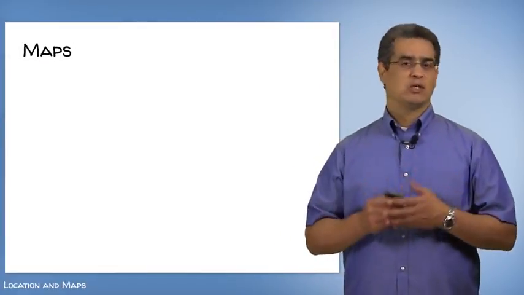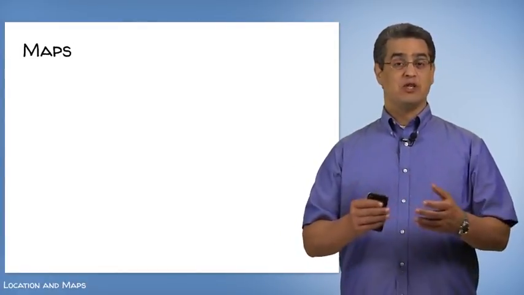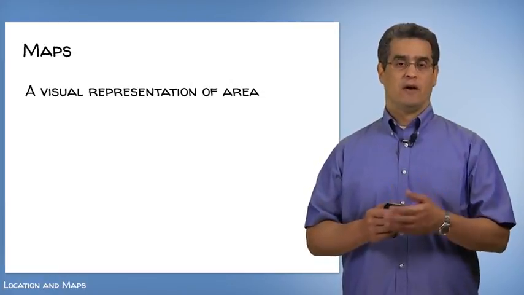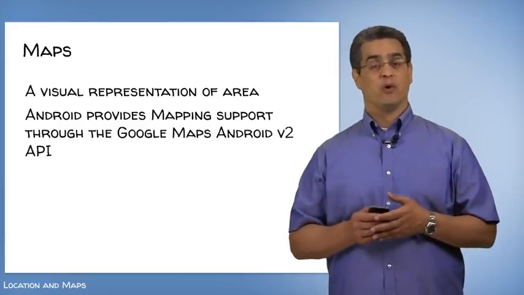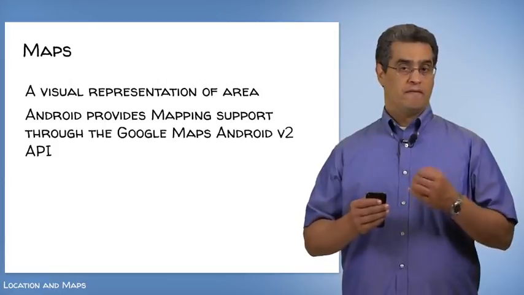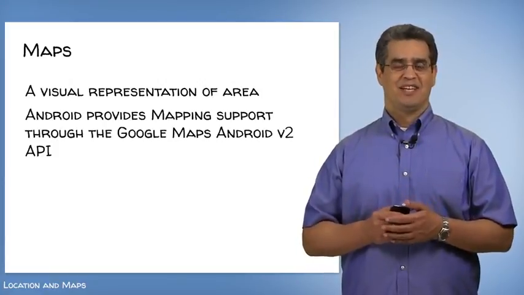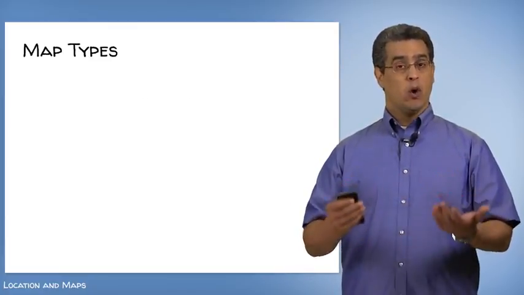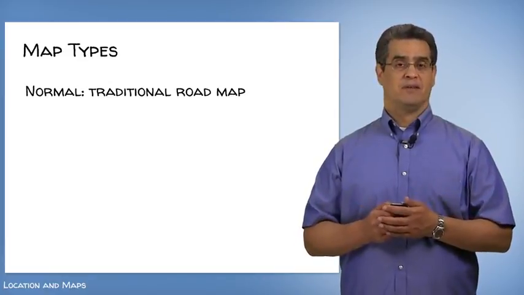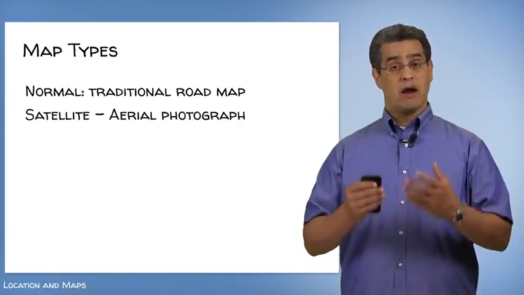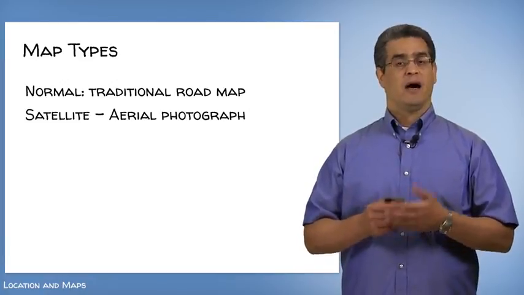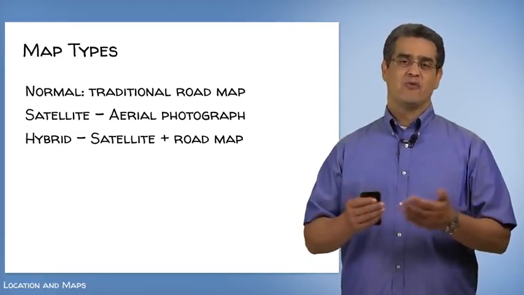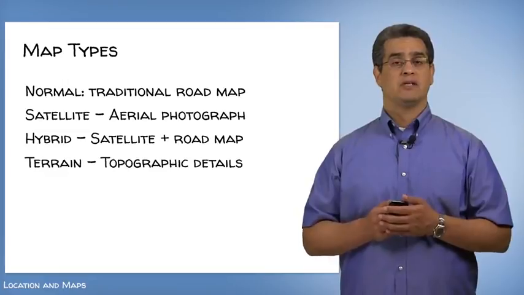Locations indicate real places around us, and so it often makes sense to visualize locations using maps, which are visual representations of area. Android provides mapping support through the Google Maps Android V2 API. This API provides several different kinds of maps, specifically normal maps, which look like traditional road maps, satellite maps, which display aerial photographs of an area, hybrid maps, which combine satellite photographs and road maps, and terrain maps, which display topographic details such as elevation.